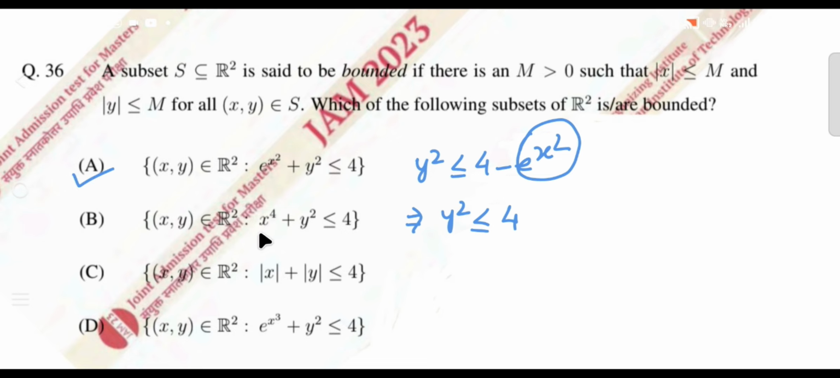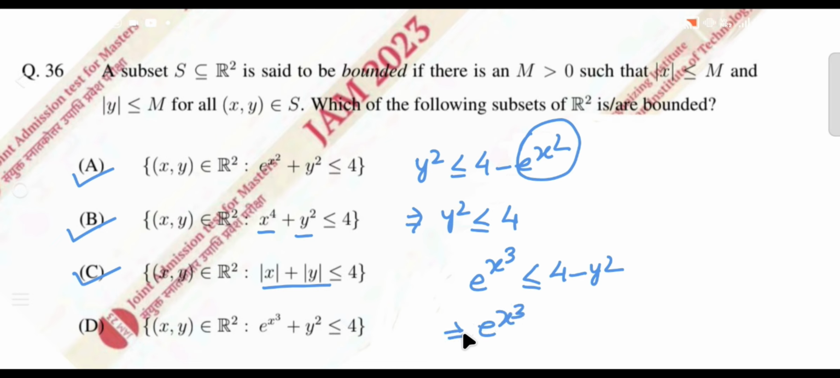In the same way, you see in both even power, so this is also bounded. And here you see there is no even power, but you see mode in both the variables, so this is also true. And in the last option, the option D, here I want to discuss. This can be written as e to the power x cube less than or equal to 4 minus y square. Y square is non-negative, so the next step will be less than or equal to ln 4.